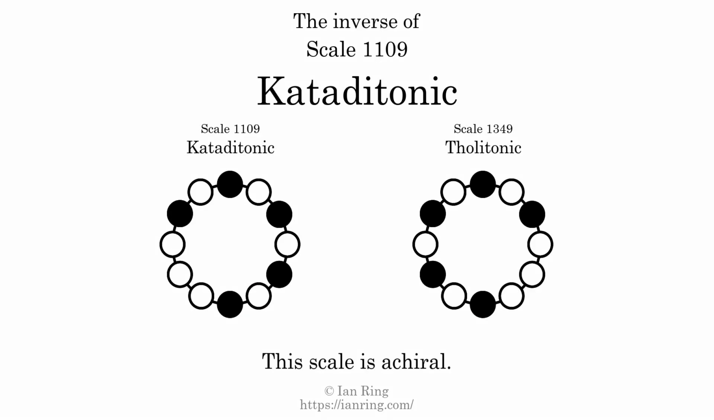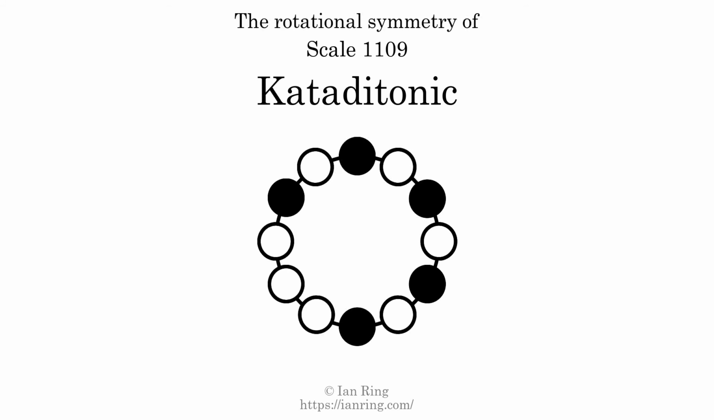The inverse of a scale is a mirror image. It is what you get when the sequence of intervals is reversed. The inverse of this scale is scale 1349, also known as thylotonic. This scale is achiral, since it can transform into its own reflection by a rotational transformation. This scale has no rotational symmetry.